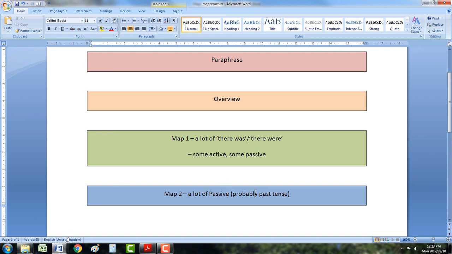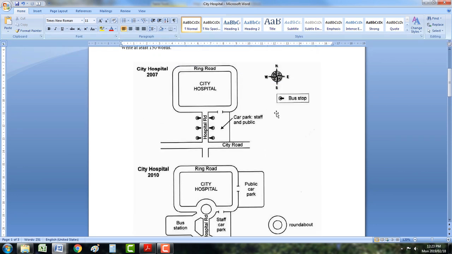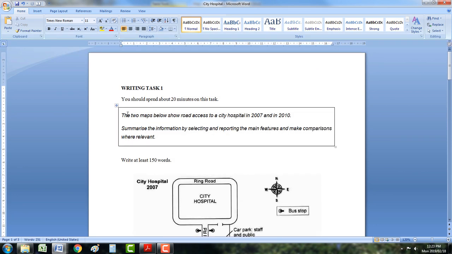Good, let's get started. The two maps below show road access to a city hospital in 2007 to 2010. So immediately we can just get our paraphrase out of the way. Two maps, you can't really paraphrase. Maybe the pair of maps indicate road access. I wouldn't really paraphrase it. Street access or how roads were accessed. Maybe you can use a how. City hospital, I'm not going to paraphrase, and that I'm not really going to paraphrase.